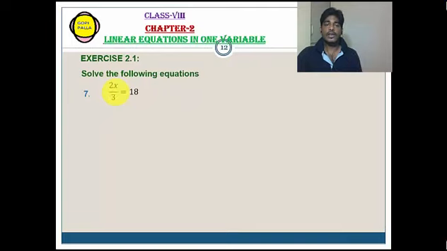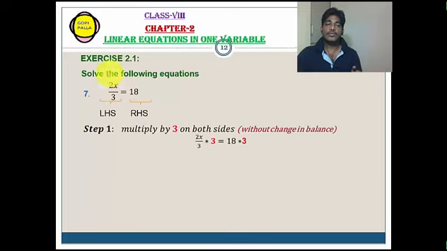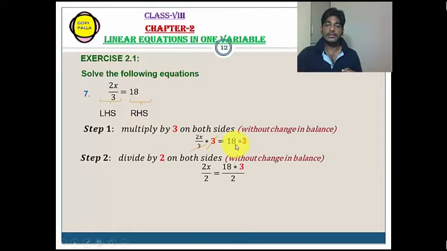So the seventh problem, 2x by 3 is equal to 18, and here there are two parts, left hand side and right hand side. Here we'll do it step by step. Okay, so here 2x by 3, first we'll eliminate 3. In order to eliminate the by 3, you should multiply by 3 on both the sides. So that is step 1. So 2x by 3 into 3 is equal to 18 into 3. Here 3 and 3 get cancelled, and we get 2x is equal to 18 into 3.